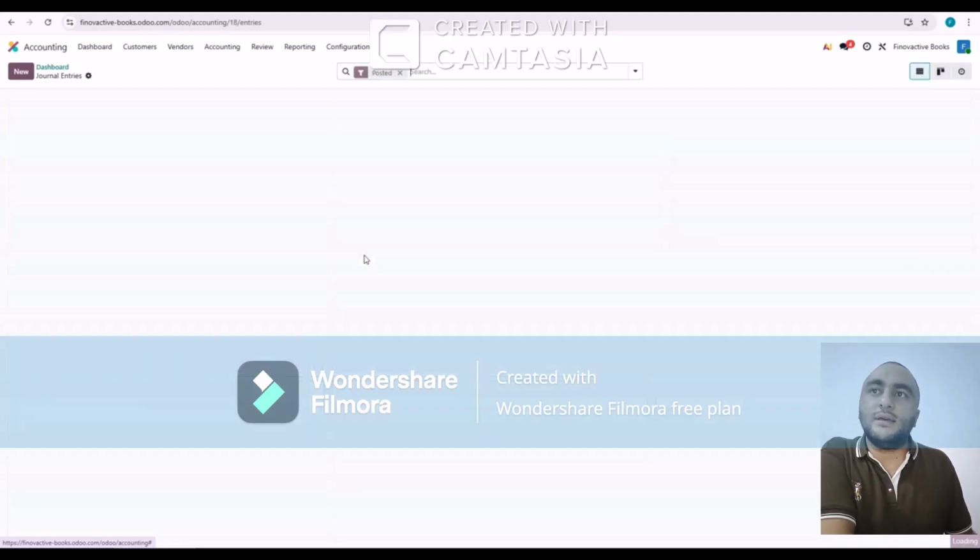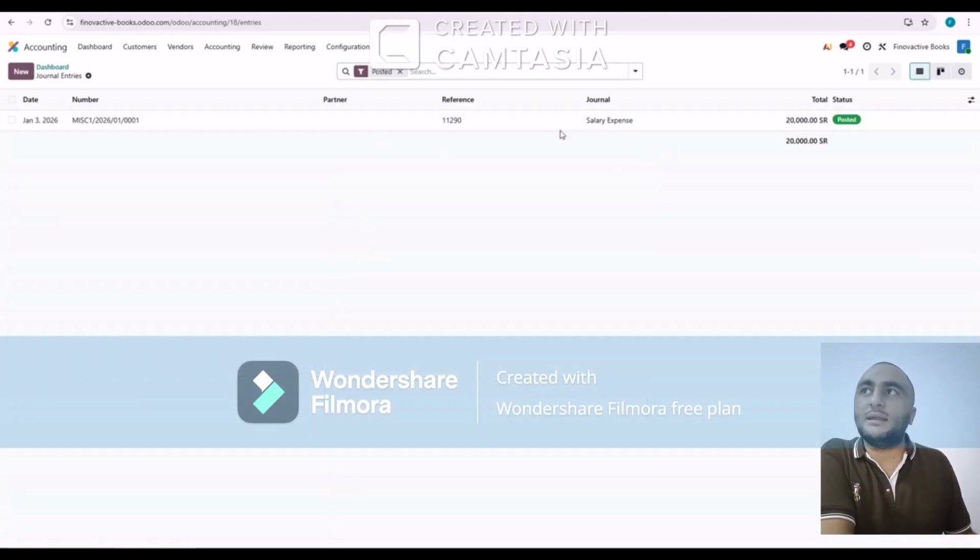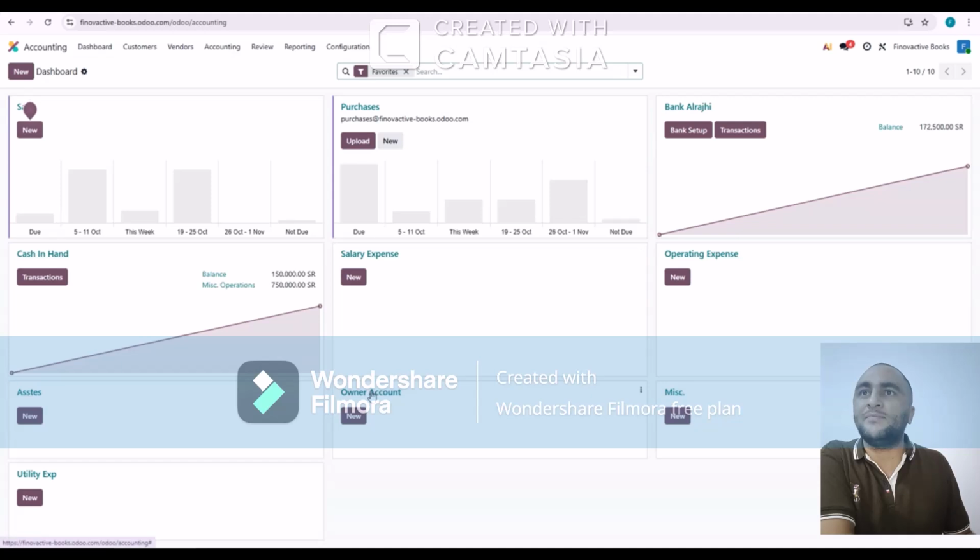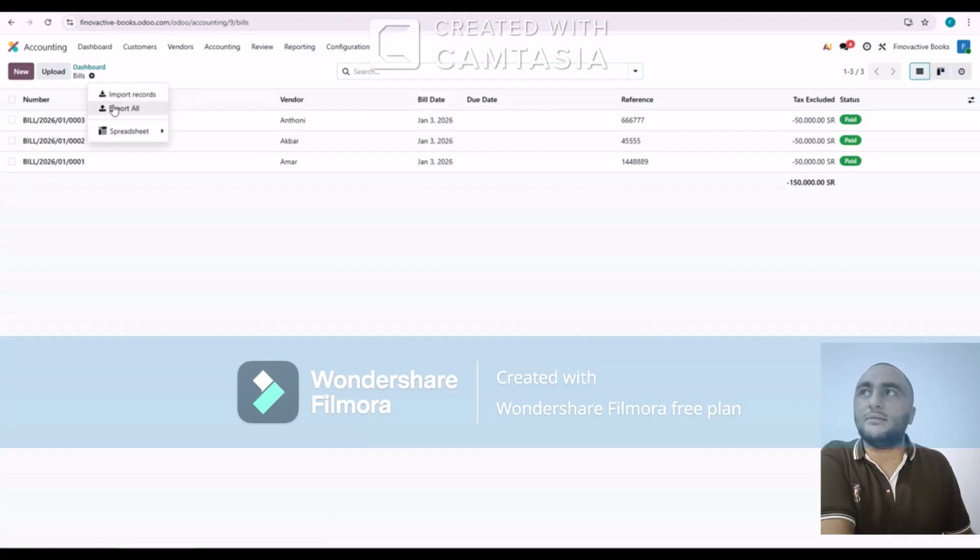You can see here if you have paid any salary it will be showing here. A total amount is written here, so all the salaries will be listed here if you write them correctly, and you can export this if you have to send it to someone in HR. Same you can see in the owner account, in miscellaneous expense, in operating expense. If someone asks you about cash, you can see in cash in hand. If someone asks you about all the purchases, you can see here in purchases.